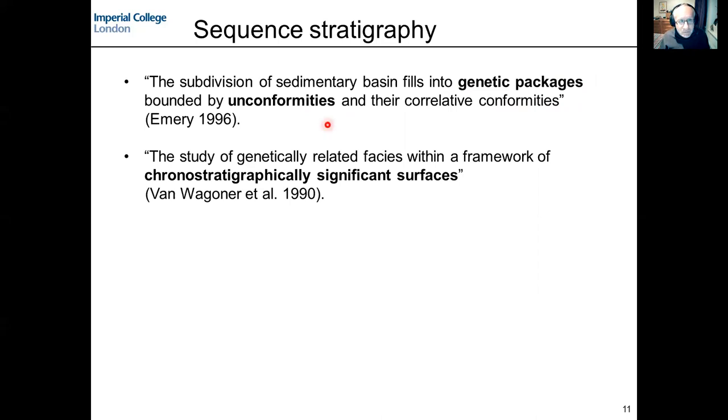Why is that important? Well, firstly, it gives us a good conceptual framework to understand the distribution of different rock types in space. But also those breaks, those unconformities, represent surfaces that have time significance. So this phrase here, chronostratigraphically significant surfaces, basically the idea here is we're looking for surfaces that represent time during which we had those breaks in sedimentation. And sequence stratigraphy at its simplest level is an attempt to recognize time within sedimentary rocks.